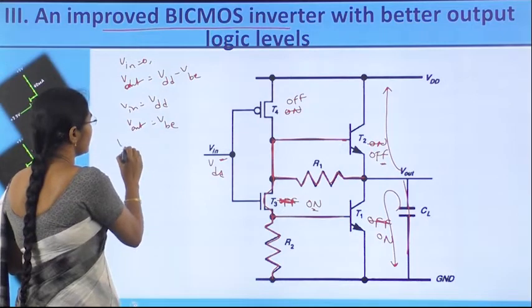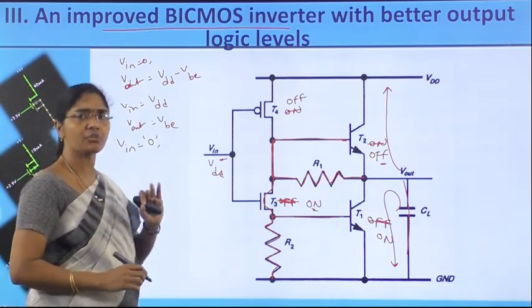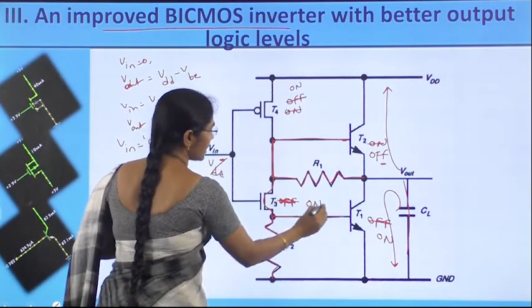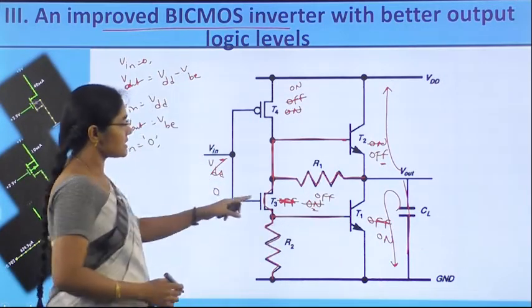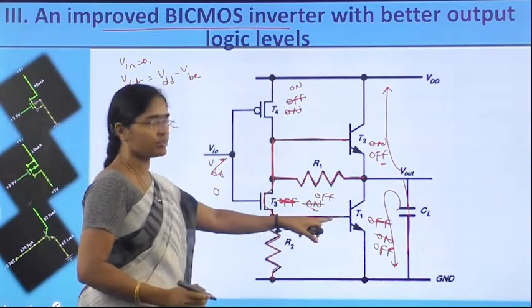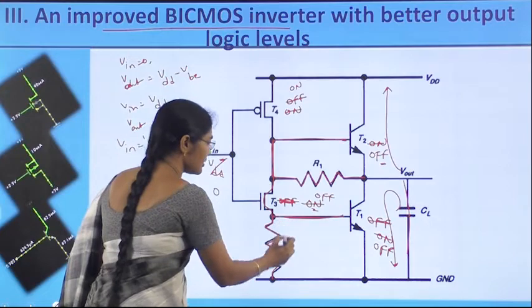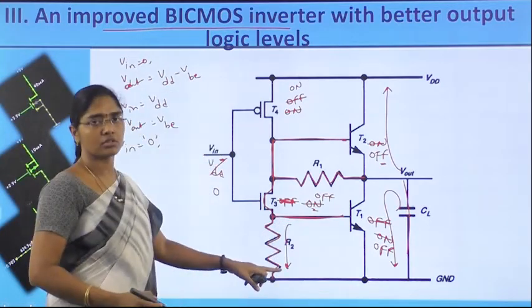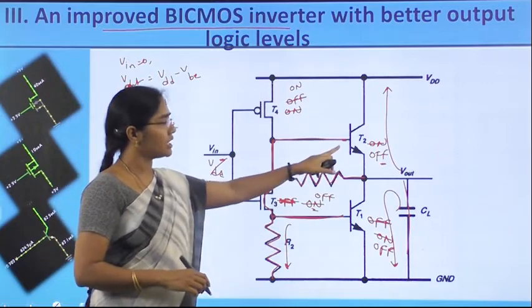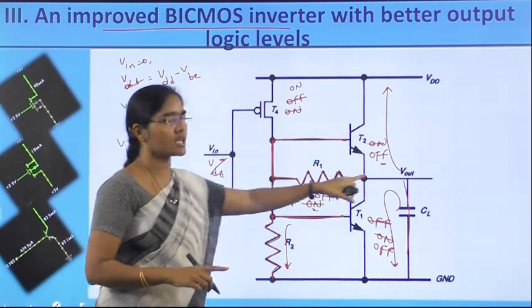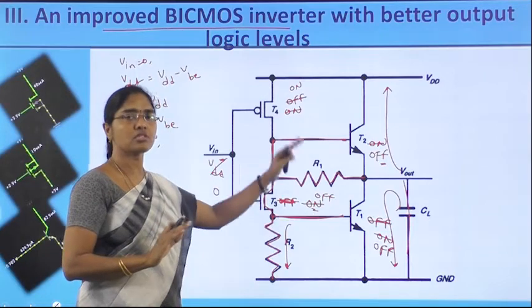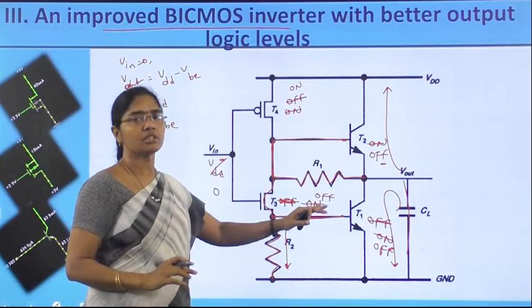Now, suppose the input is again 0. When the input is equal to 0, again the T4 transistor is on and the T2 transistor is off. So, since the T3 transistor is off, T1 has to be off. For T1 to be off, this base needs a discharge path. So, this base has a discharge path through R2 to the ground. So, when T1 wants to be off, its base has a discharge path, and when T2 wants to be off, its base has a discharge path through this. Therefore, the bases have discharge paths. So, the circuit is faster compared to the earlier circuits.